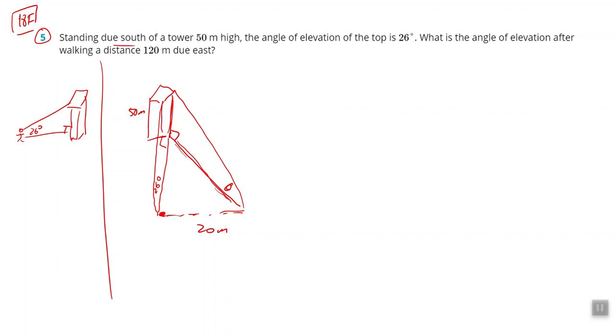So first things first, I need to calculate what this base is. Without calculating that base, I can't get what I want. I know the tower's 50 meters high. If I use SOHCAHTOA, I know this is opposite and adjacent, so it's TOA. Form an equation: tan 26 equals opposite over adjacent. I'm going to use interactive and solve on my CAS.